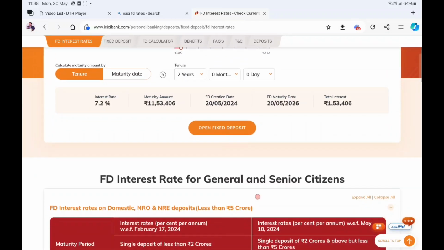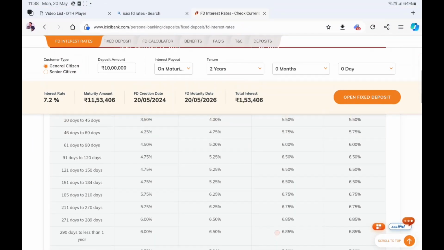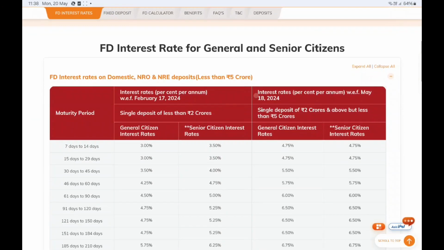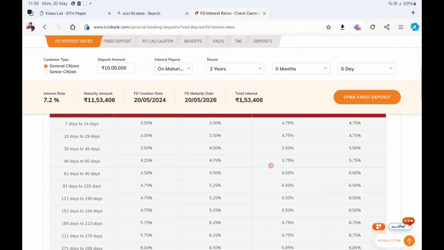So I'll go to this. Here, if I scroll down a little, you can see this particular table. This is what I'm talking about. If you are investing in an FD for 7 days to 14 days, that would give you, for normal citizens, not senior citizens, this rate. There are two columns: less than 2 crores, and above 2 crores but below 5 crores. Let's not worry about the second part.